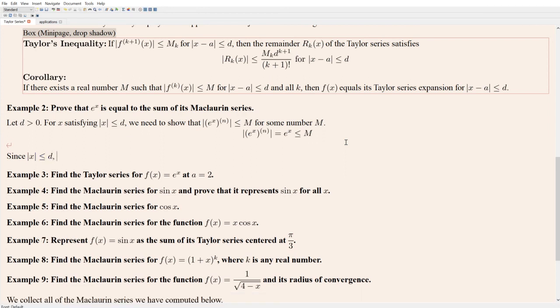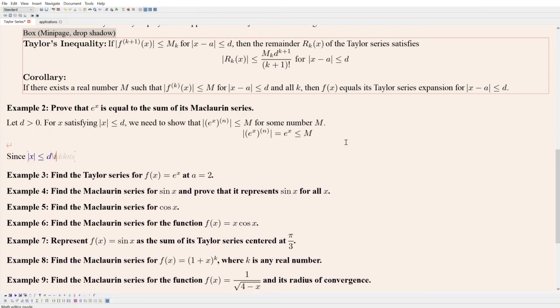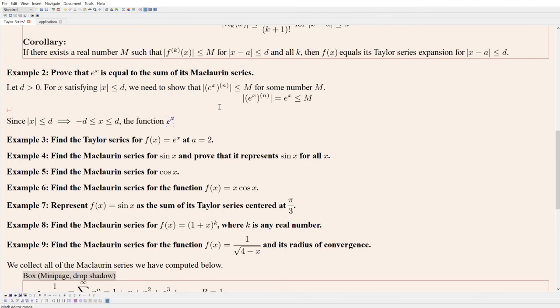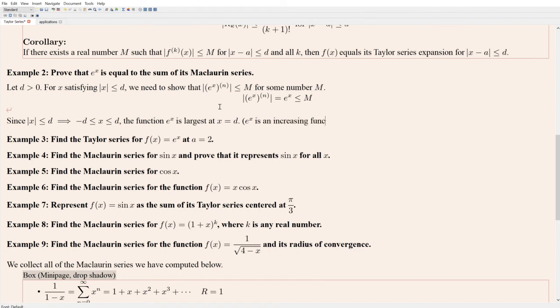So since absolute value x is less than or equal to d, well, that's the same as saying that x is between negative d and d, right? That's how you can translate an absolute value into an inequality. So if x is within this range, what is the largest that e to the x could possibly be? Well, when x is equal to d, right? Because e to the x is an increasing function. So take x as far to the right as possible, and it's going to be the largest.